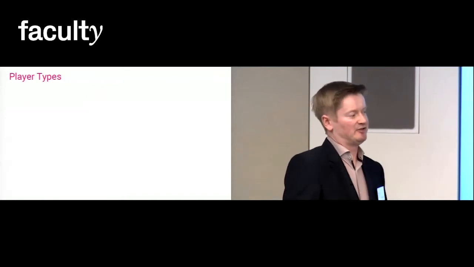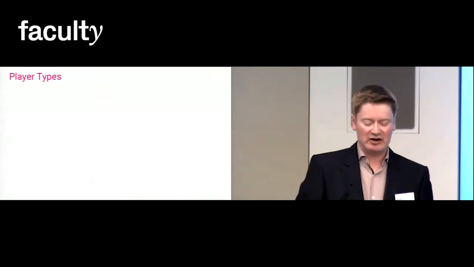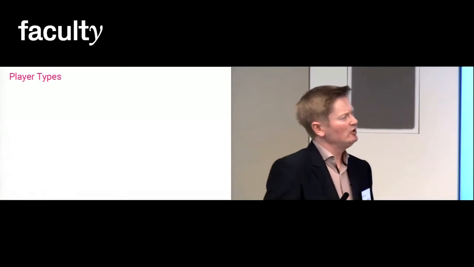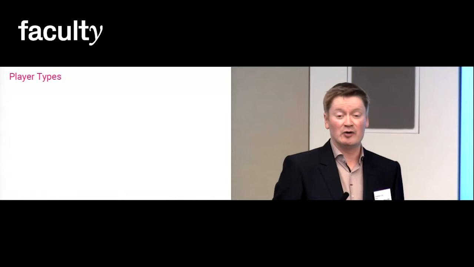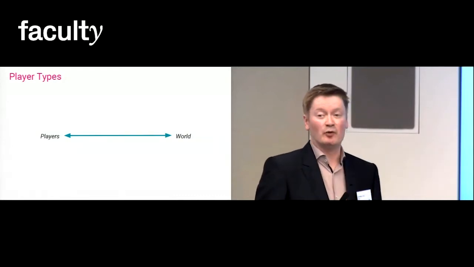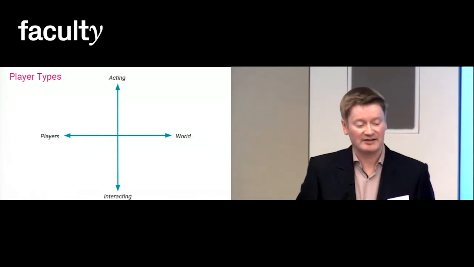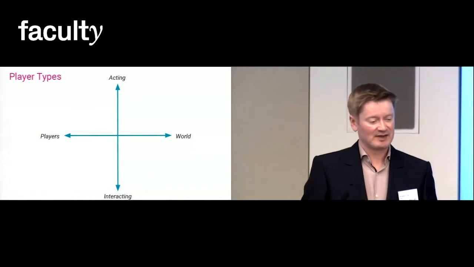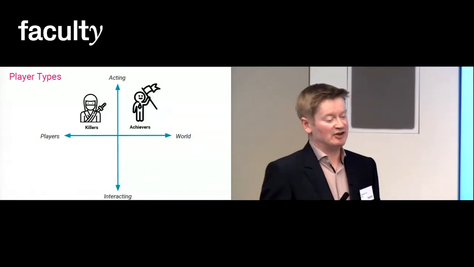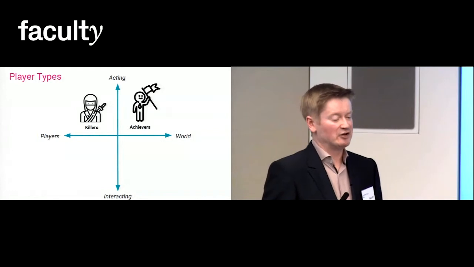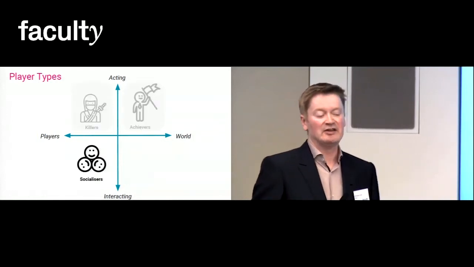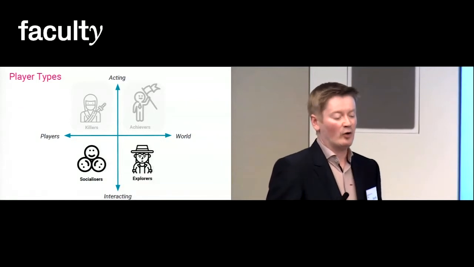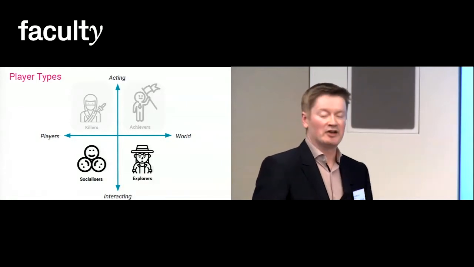So the objective of this project was to study the different player types and how different users engage with the app. Using ideas from the theory of computer gaming, we can divide players along 2 axes, the players versus world axis or the acting versus interacting axis. So in the acting segment, we have killers and achievers. Now, we're not really going to focus on those in this talk. We're going to focus more on the socializers. These are the guys that like interacting with fellow players. Or the explorers. These guys like to explore the game environment.